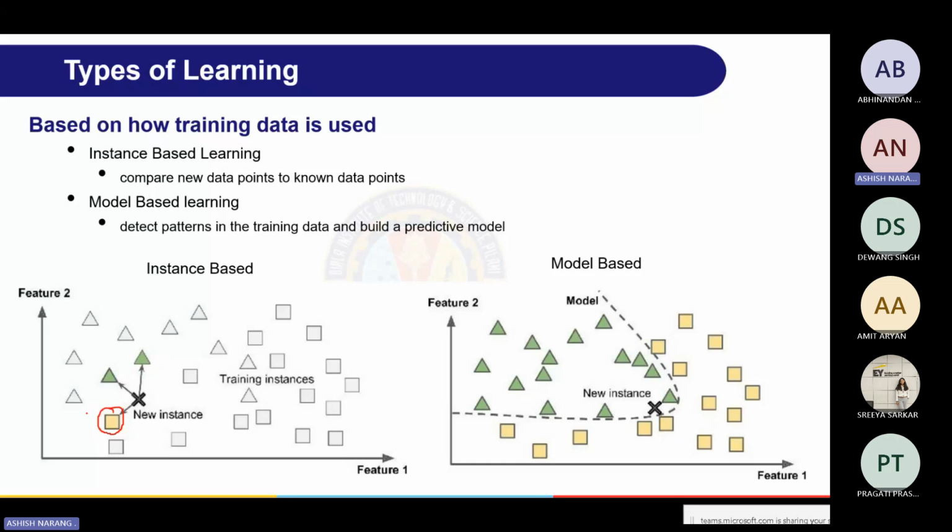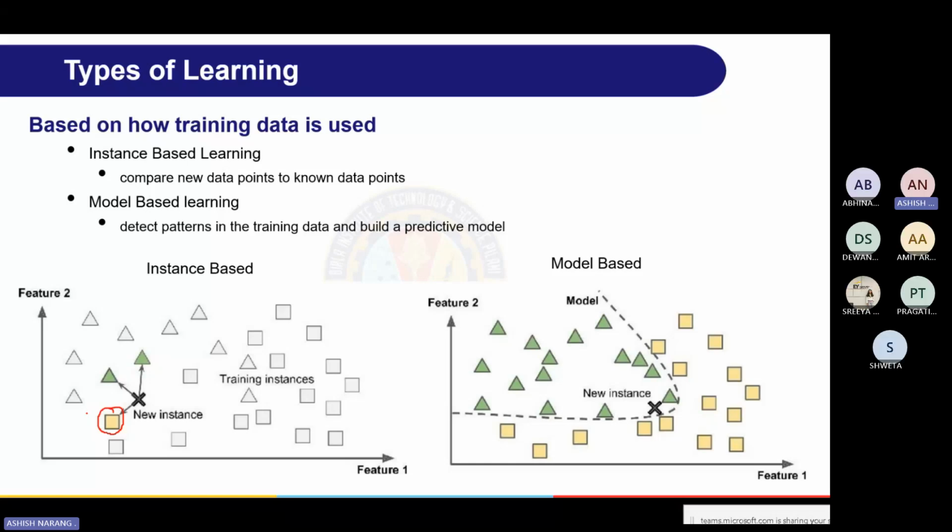If you look at the triangles, they are closer to the triangles in the existing data, so I'm categorizing them as triangles. And if you look at the square, it is closer to the squares, so I'm categorizing it as a square. That's instance-based learning, on the basis of which I'm categorizing my new instances.